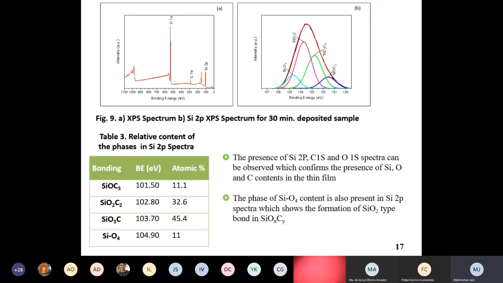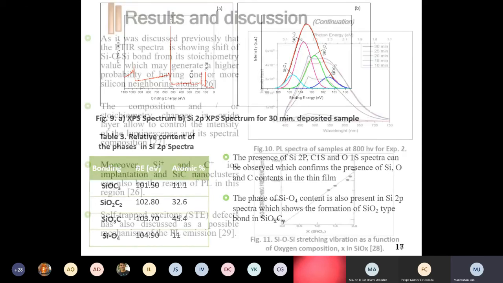So here we can see that silicon, oxygen, and carbon are present in the thin film, so it confirms the presence of silicon oxycarbide thin films. Here in the table we can see that SiO3, SiO2C2, and SiO3C bonds are present in a very good percentage. So we have achieved silicon oxycarbide thin films on our substrate.